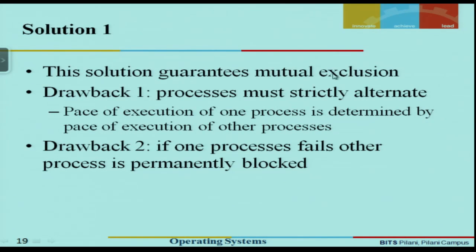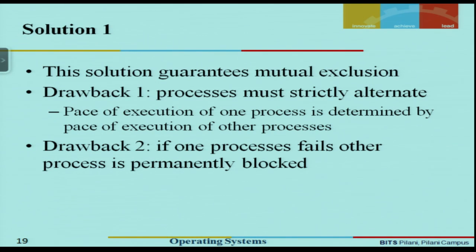But we can see from the previous example one of the drawbacks, that is, the pace of execution of one process is determined by the pace of execution of the other process. For example, if in the beginning the turn variable is initialized to 0 and process 1 wants to come and execute, and let us say that process 0 never wants to execute the critical section, then process 1 will not be able to get the chance. So in this case we find that there is a problem.